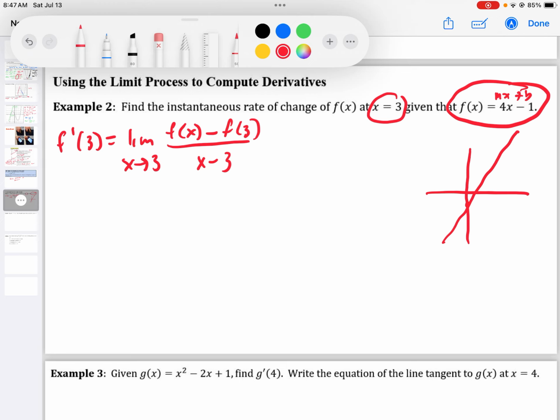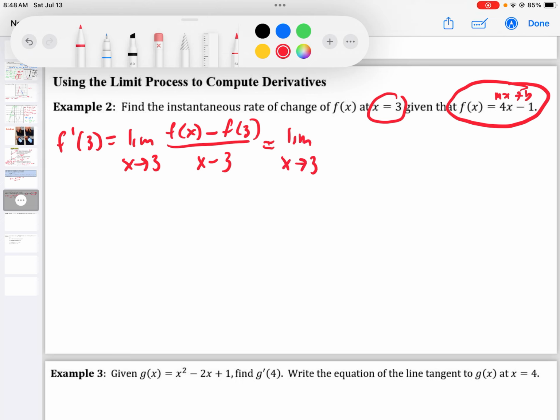Negative 1 is the y-intercept, and we're going to call that slope 4. What is the slope at any point on that graph? The slope at any point is going to be 4. We already know that. But let's see how this limit definition ties together, because it does show up on the AP exam sometimes, and we have to see how it works.